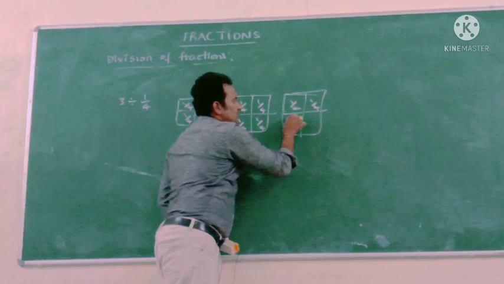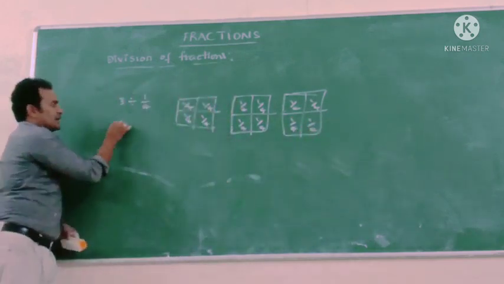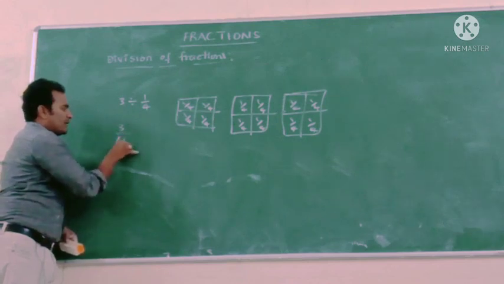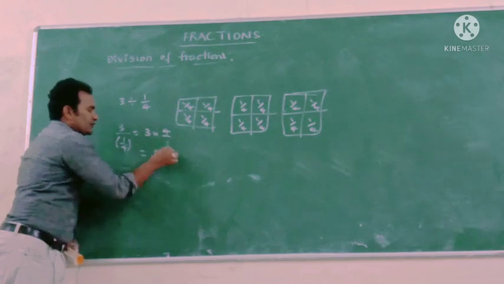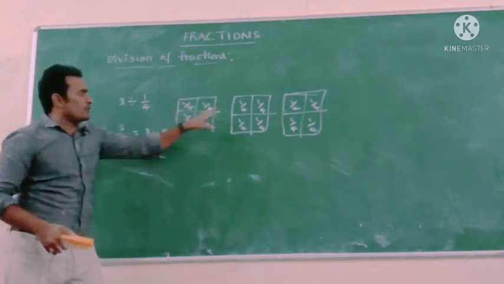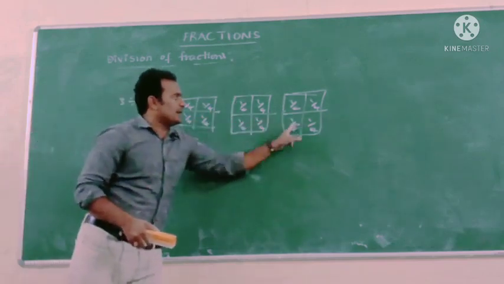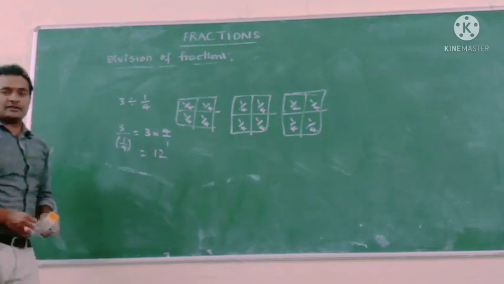This is 3 divided by 1/4. You can easily find that 3 divided by 1/4 is 3 into 4/1, that is 3 4s are 12, 12/1. You can add these: 1, 2, 3, 4, 5, 6, 7, 8, 9, 10, 11, 12. So 3 divided by 1/4, its value is 12.